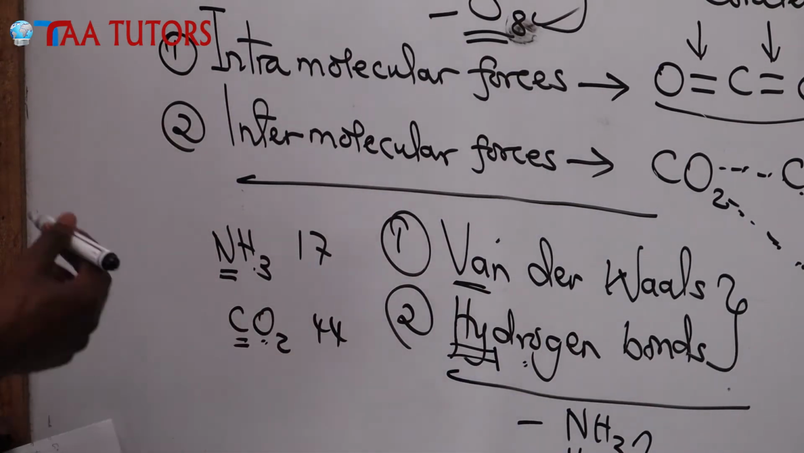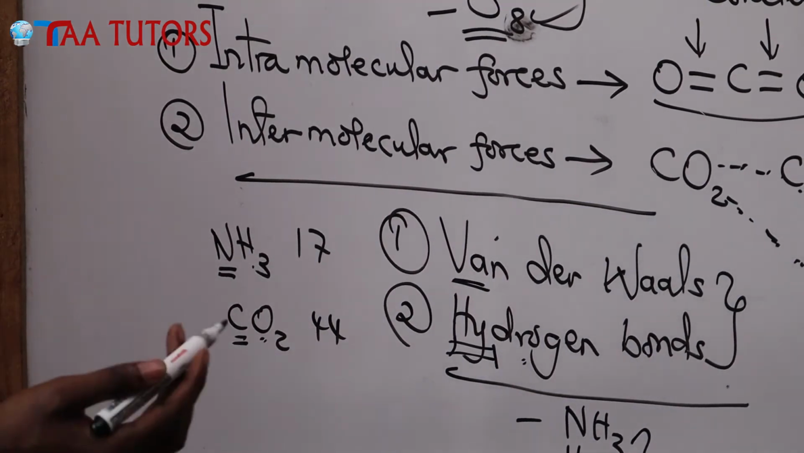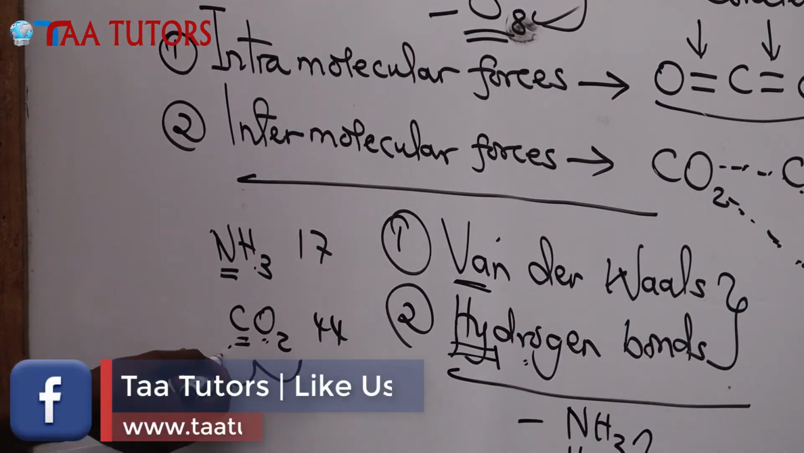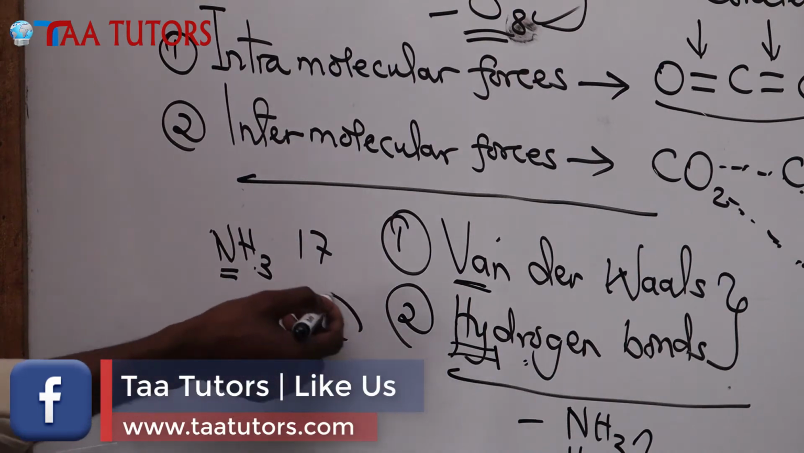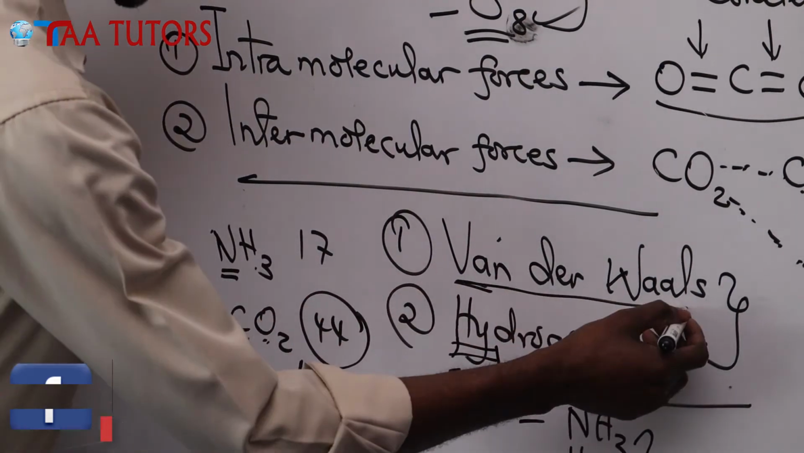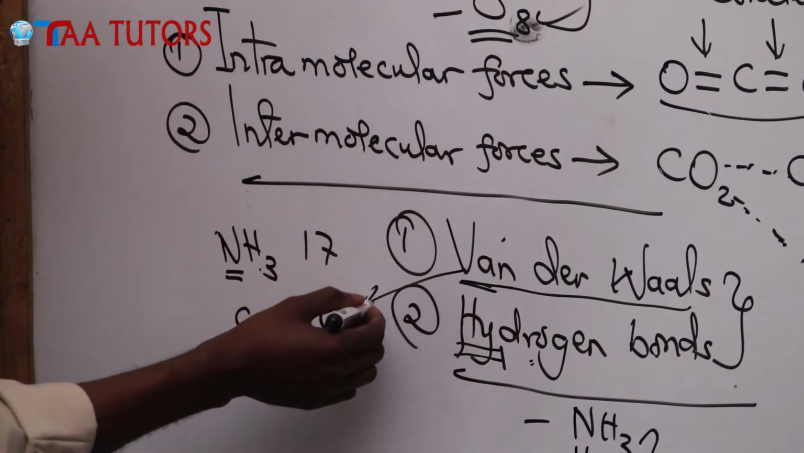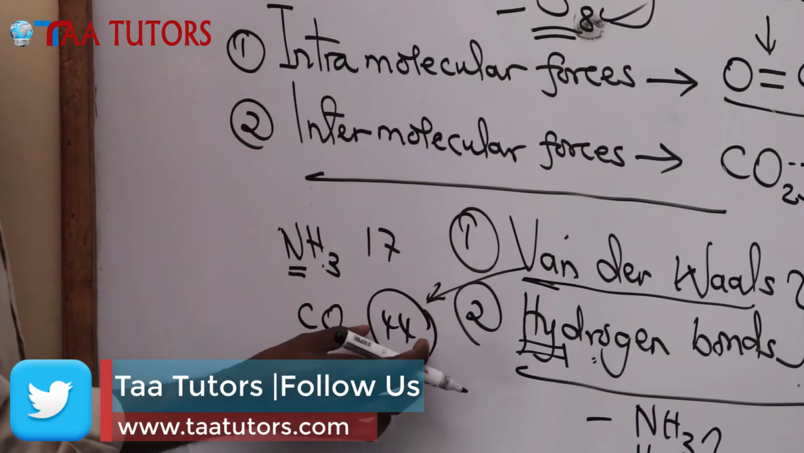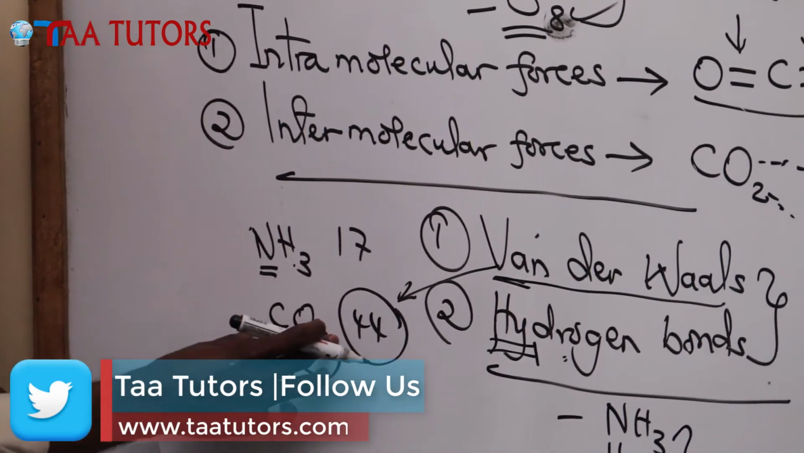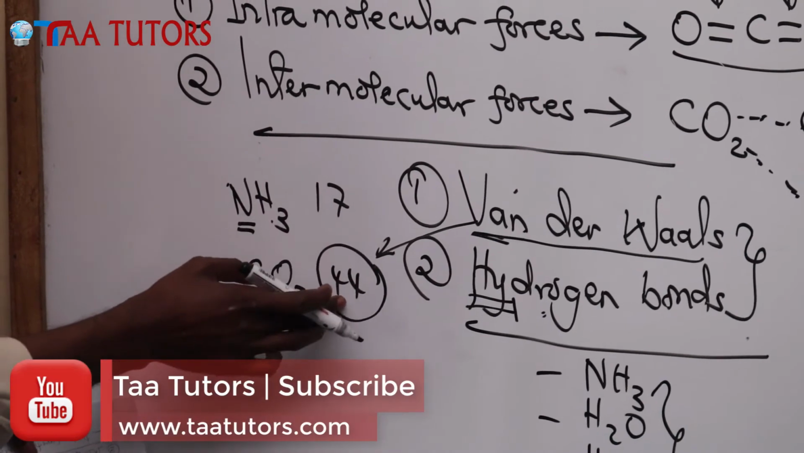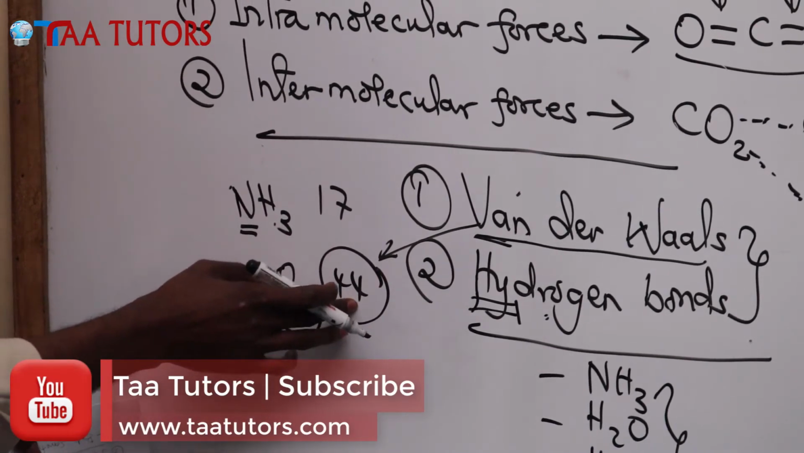Without even looking at it, if we compare the melting point or boiling point of ammonia and carbon dioxide, we expect carbon dioxide to have a higher melting point and boiling point, because there is something that affects the weak van der Waals forces. The bigger the molecule, the stronger the van der Waals forces. So the van der Waals forces in carbon dioxide are stronger than the forces in ammonia. So we expect carbon dioxide to have a higher melting point.